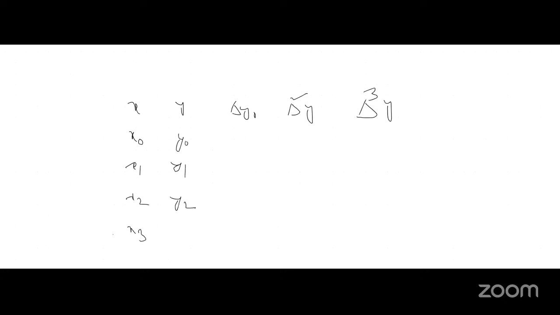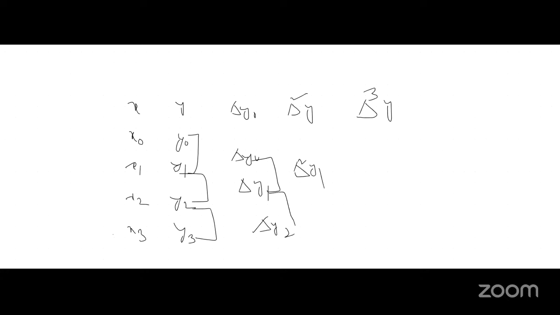Now let's see these differences. These two differences we call delta y0, and these two differences are called delta y1, and these are called delta y2. These two differences are called delta square y1, and these two are called delta square y2. Next, this difference is called delta cube y1. So this is the table. In this table, how can we find the first derivative and second derivative?